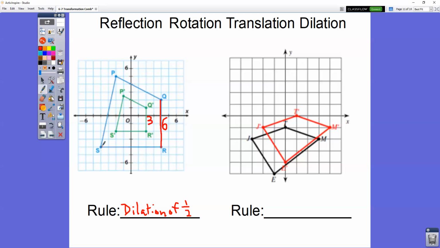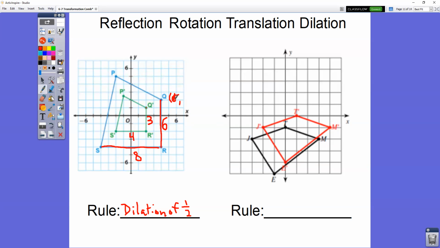If we took a look at the length of the bottom here, the length of the bottom is 8. The length of the bottom here with the primes is 4. 4 is half of 8. Or we can look at the coordinates. Q is really 5, 2.